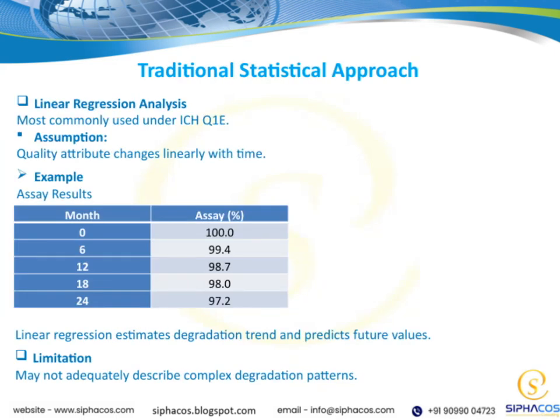Let's talk about linear regression, a common tool to estimate how something degrades over time and to predict what might happen in the future. It's straightforward and often used under ICH-Q1E guidelines. The key assumption here is that the quality changes in a straight line, steadily over time. But that's also its limitation. Real-world degradation can be more complex, and linear regression might not capture those nuances. This table shows a typical example of assay results declining gradually over 2 years.